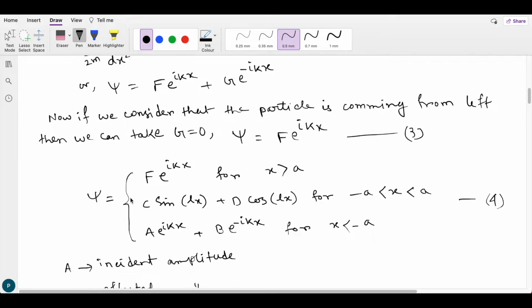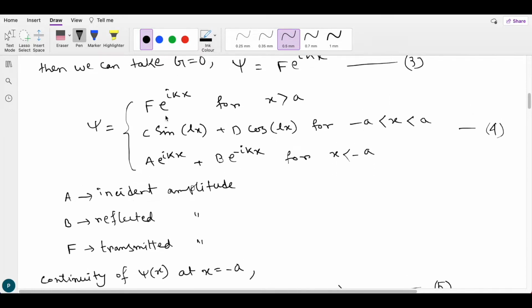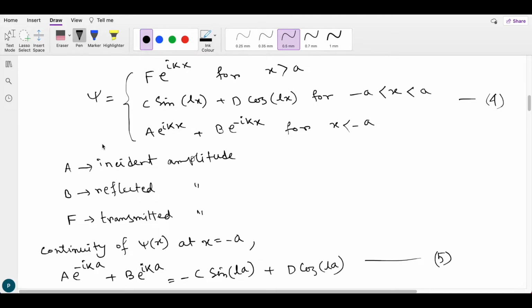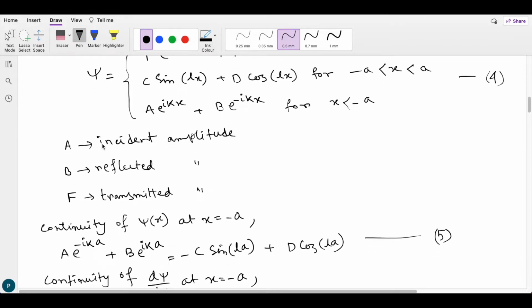So our solution becomes F e to the power ikx for the region x greater than a, C sin lx plus D cos lx for the region minus a to a, and A e to the power ikx plus B e to the power minus ikx for the region x less than minus a. Here A is the incident amplitude, B is the reflected amplitude, and F is the transmitted amplitude.